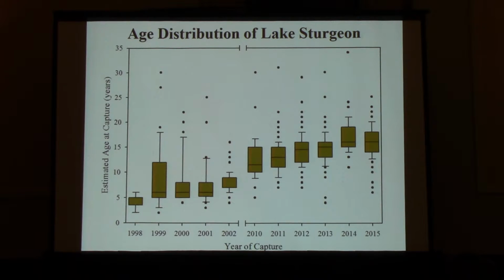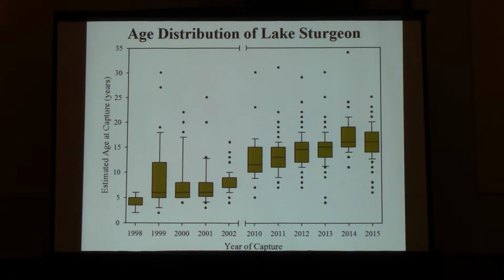So the next set of data that I want to look at is our aging data. What this plot shows is the year of capture on the x-axis and the estimated age at capture. This is where I included some of the early work to show that when they were out there sampling, they were catching a lot of young fish. They didn't catch all that many old fish. And if we look at what we're sampling now, most of our fish are between 10 and 20 years old here.